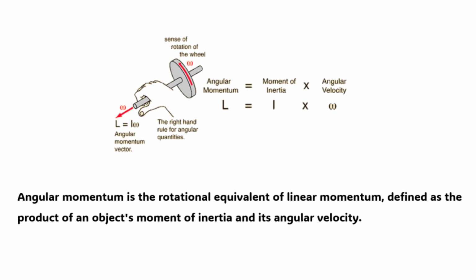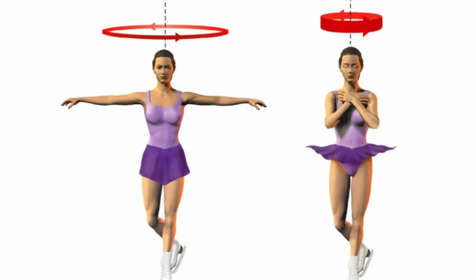Real-life examples of angular momentum. A common example is a figure skater spinning on ice. When a skater stretches their arms out, they spin slowly because their mass is spread out. When they pull their arms in, they spin faster because their mass moves closer to the center.